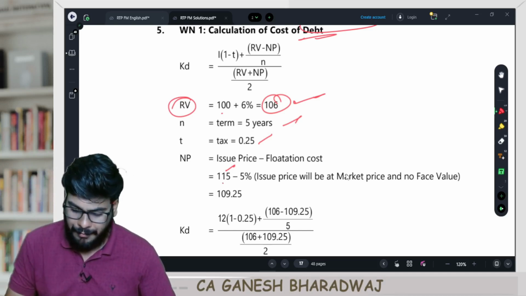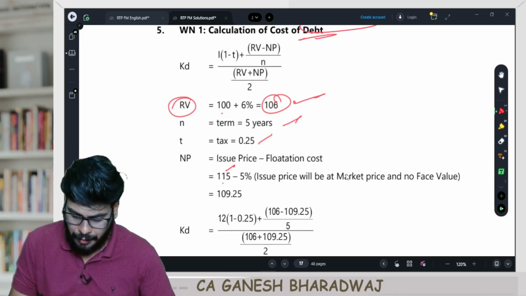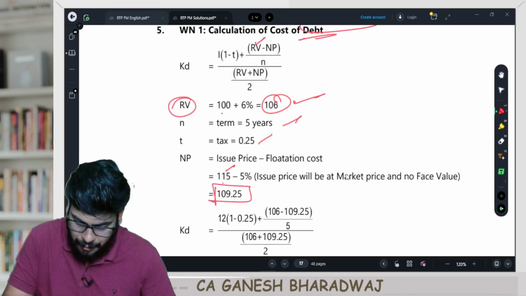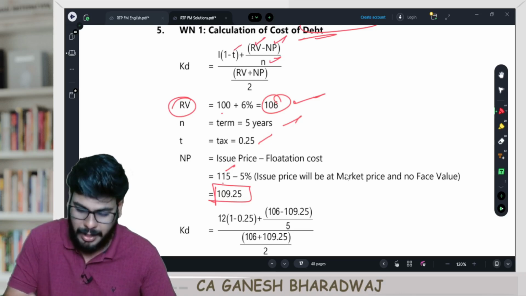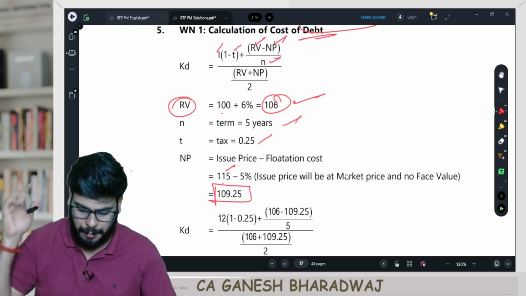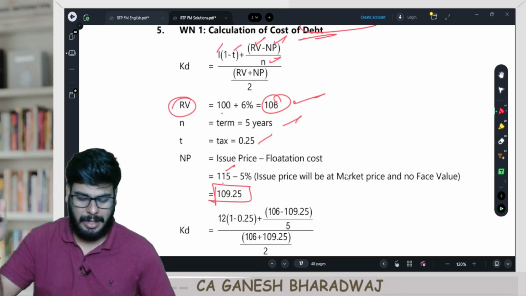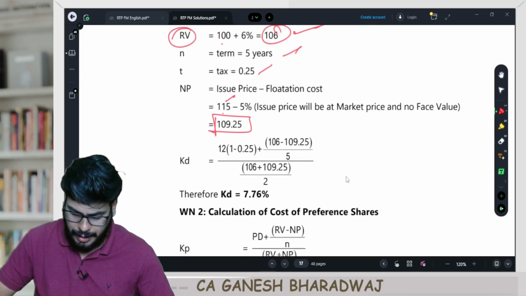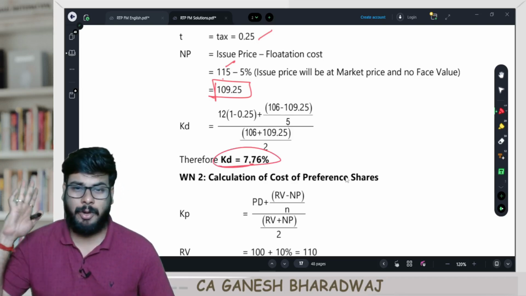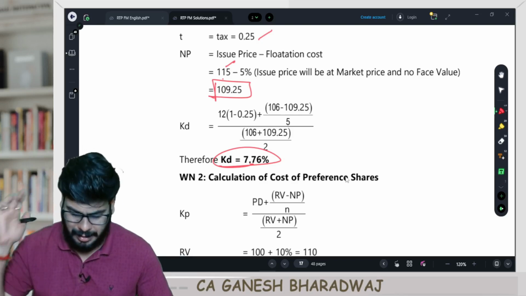Right. So now 115 minus 5% on 115. If you do that, net proceeds is going to be 109.25. Now you have the redemption value, you have the net proceeds, you have N, you have T, and you have I also. So interest is how much? 12% on 100. That's going to be 12 rupees, right? So now per debenture, you substitute all these things in the formula, and you arrive at a KD of 7.76%. Are you clear with this? Pretty much simple and straightforward.